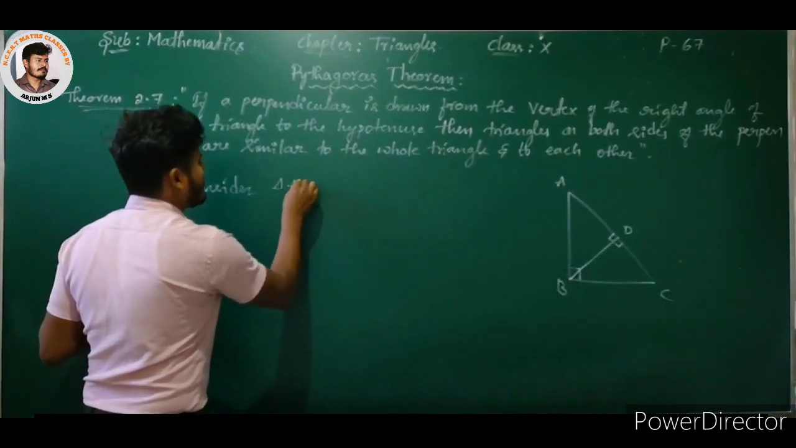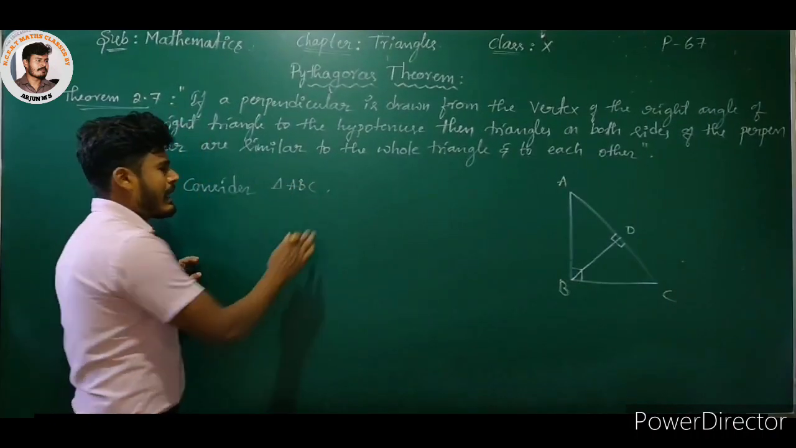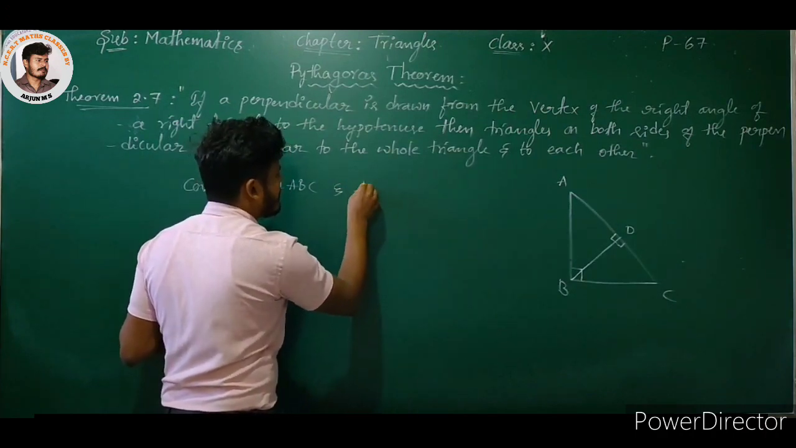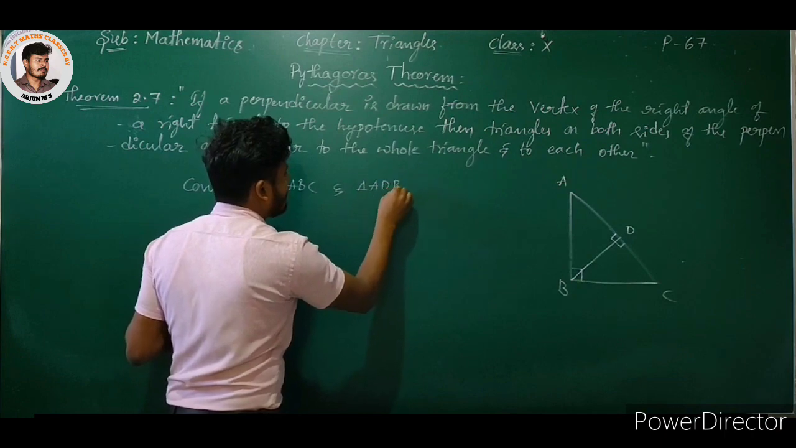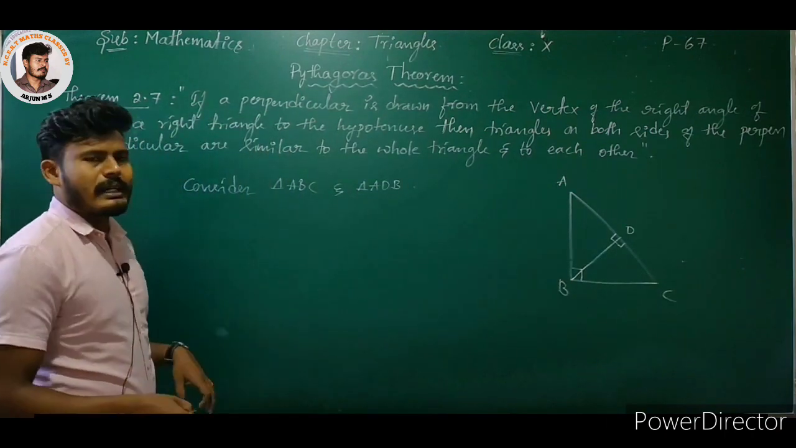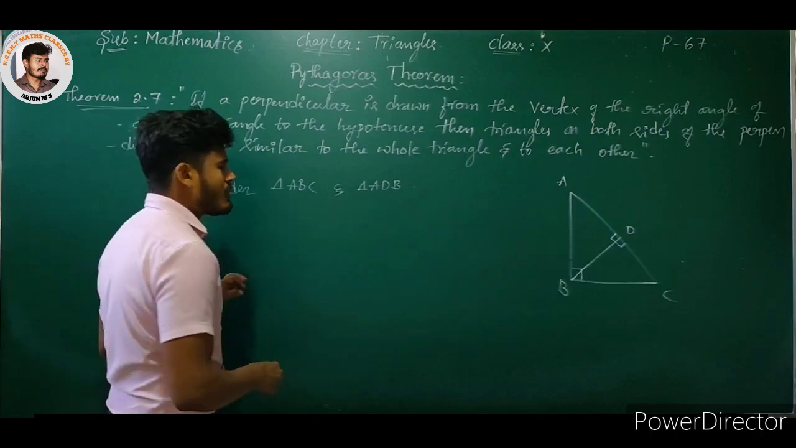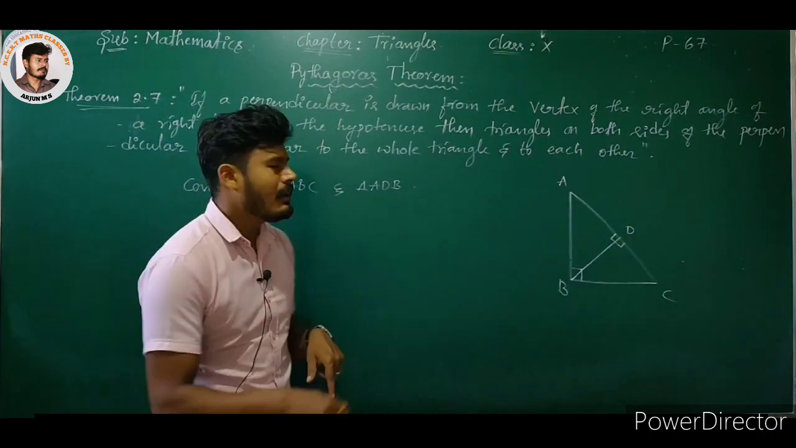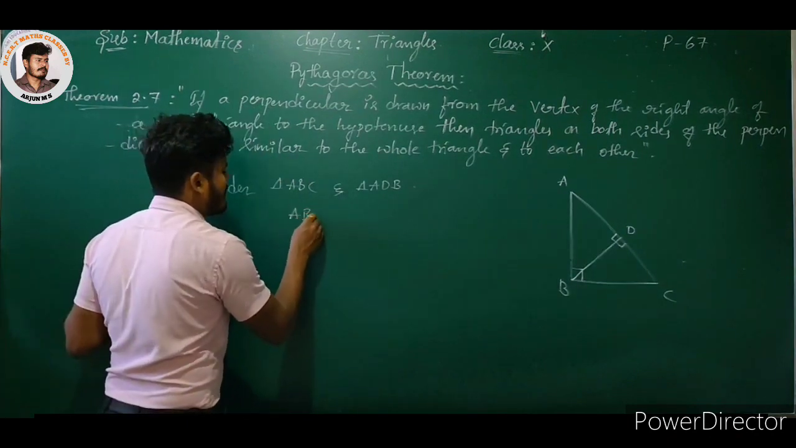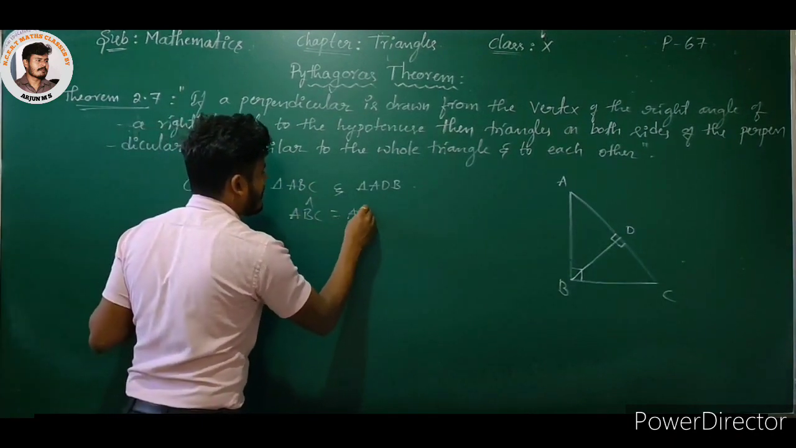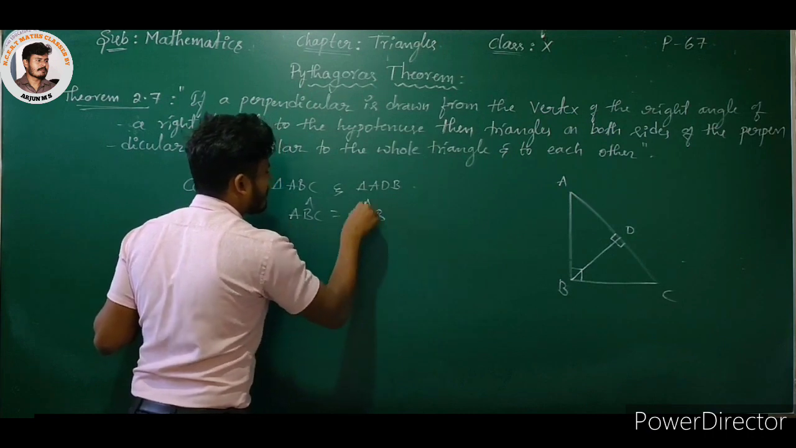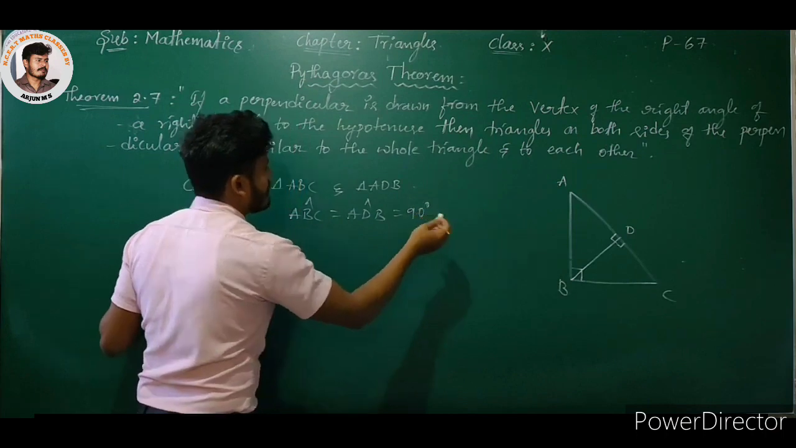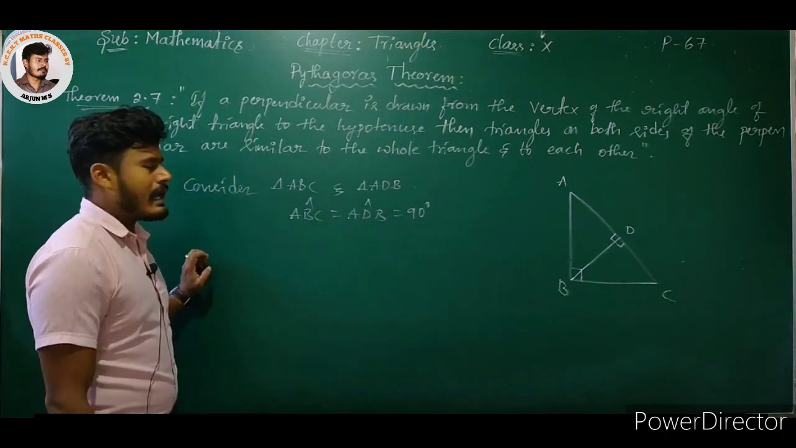Consider triangle ABC as the whole triangle, and one more triangle, take down one part of it, that is triangle ADB, right? So ADB is also another right angle triangle. We know that in these two triangles one angle is equal, that angle is the right angle. That's why angle ABC is equal to angle ADB, right? So these two are equal to 90 degrees because we already know it from the diagram.